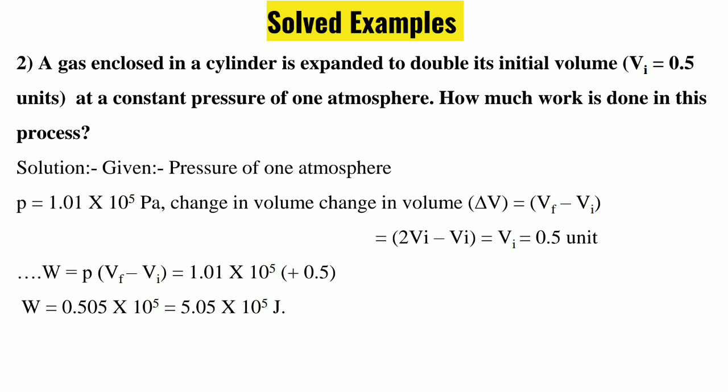So in place of Vf we can write 2Vi. 2Vi minus Vi gives Vi only, and the initial volume has already been given, that is 0.5. We know the formula: work done is equal to P delta V. Delta V means final volume minus initial volume, which we found to be 0.5. The normal pressure is 1.01 into 10 raised to 5. After substituting all the values, we get the answer as 5.05 into 10 raised to 5 joule.